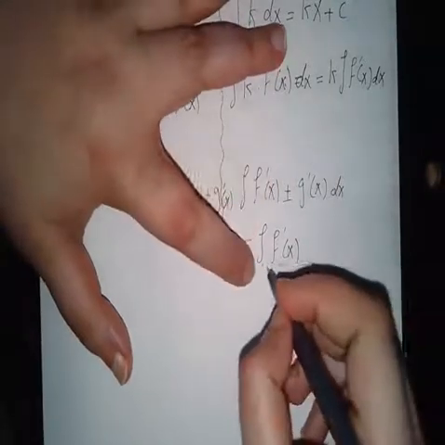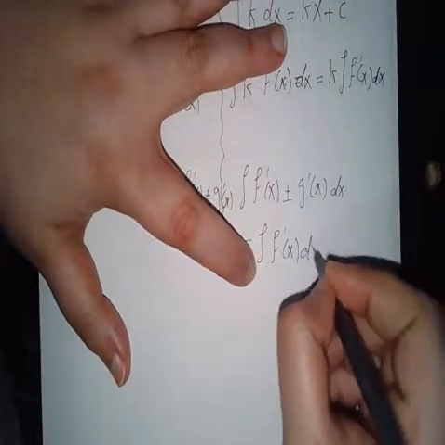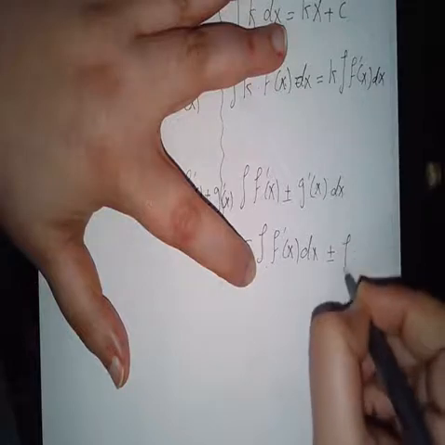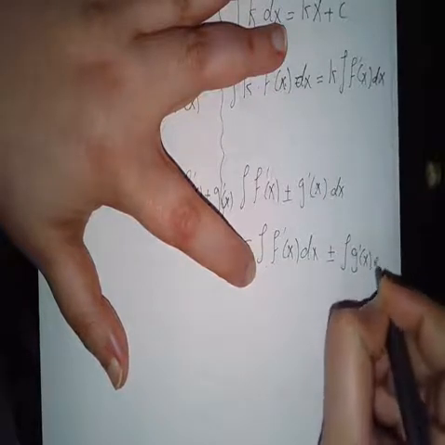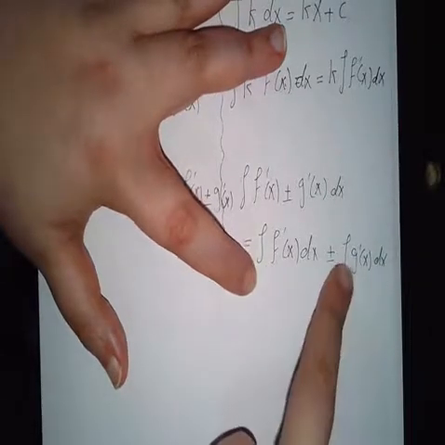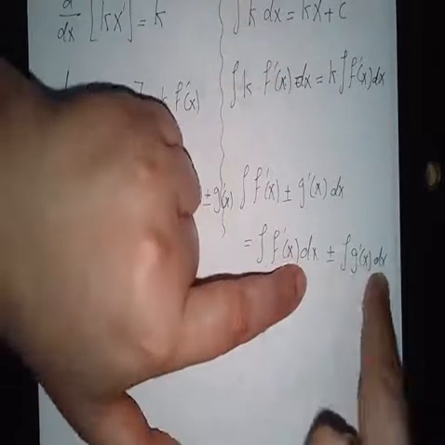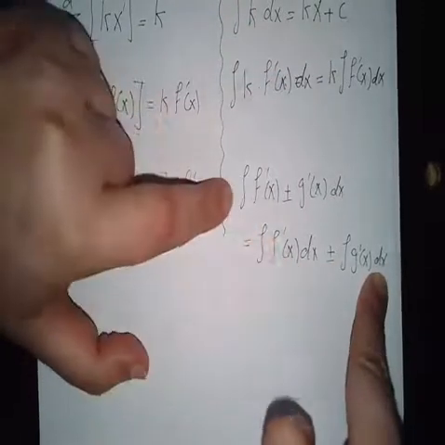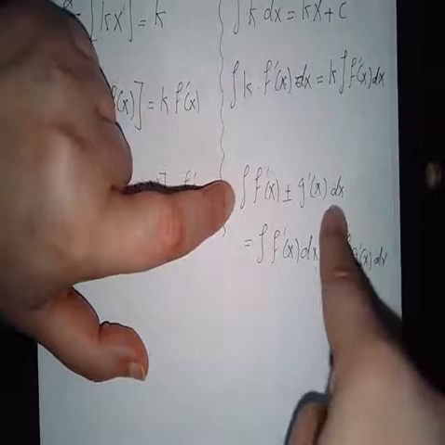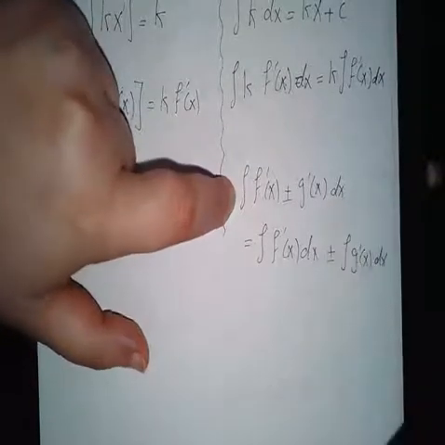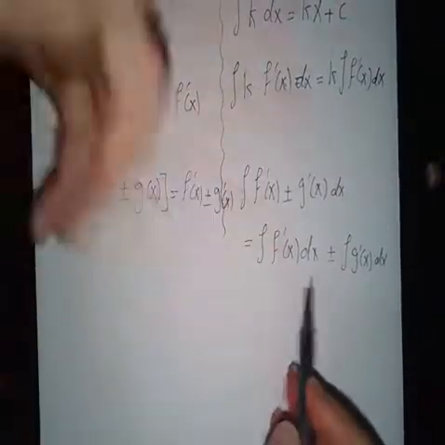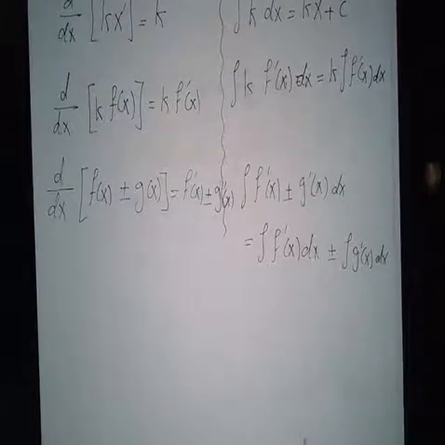So it becomes the integral of f of x dx plus or minus the integral of g prime of x dx. And notice when I split the integral, each got their own dx. Whenever you have an integral, the accompanying dx must be there. Make sense? Now you can solve each separately, and the answer will be correct.